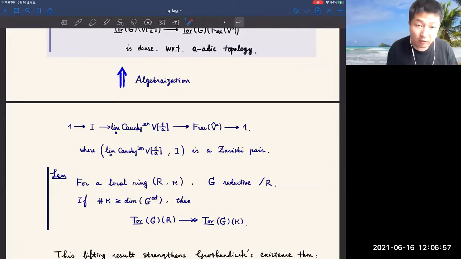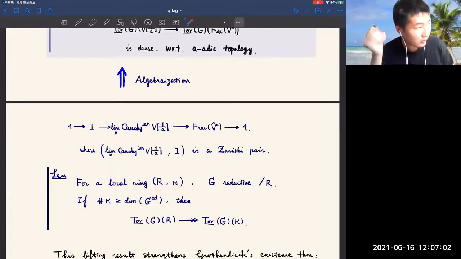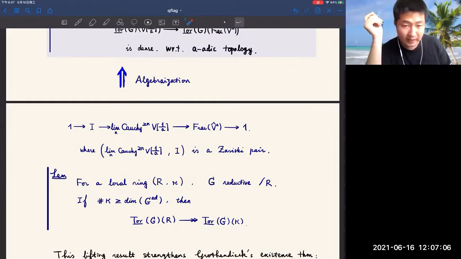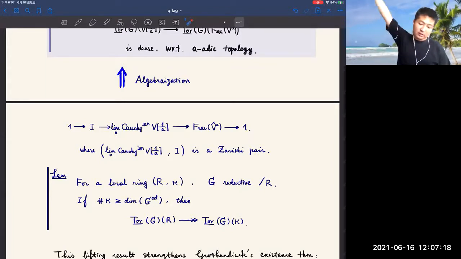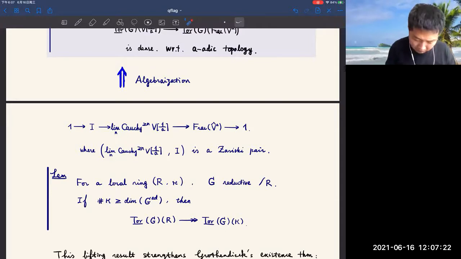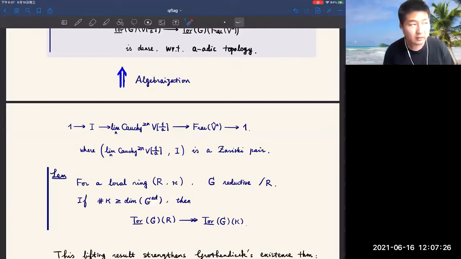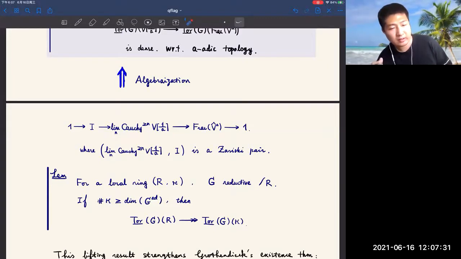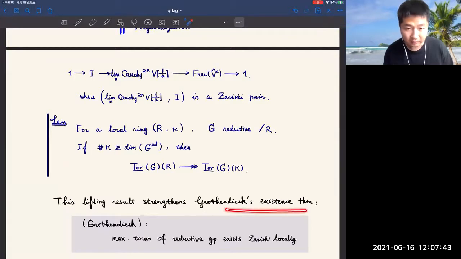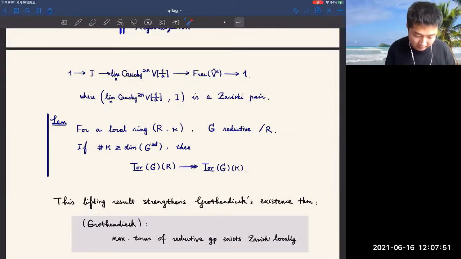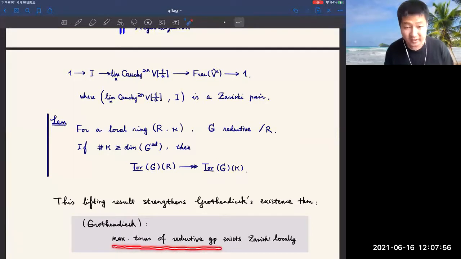This lemma is that for a local ring R with the residual field kappa, we consider a reductive group scheme G over R. If the cardinality of the residual field is large enough, I mean it's not smaller than the dimension of the adjoint quotient, then this map is surjective, which means every maximal torus over the residual field can be lifted to a global maximal torus. In fact, this lifting result strengthens Grothendieck's existence theorem. He proved a similar result in SGA3, but only for existence. He proved that maximal tori of reductive group schemes exist locally.